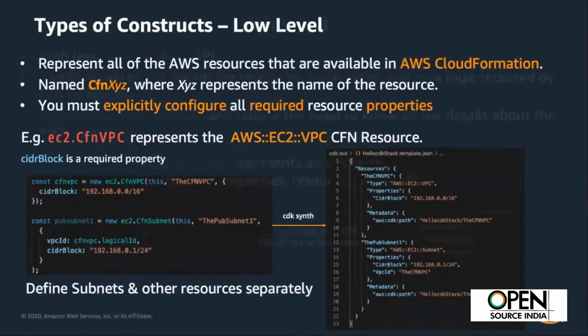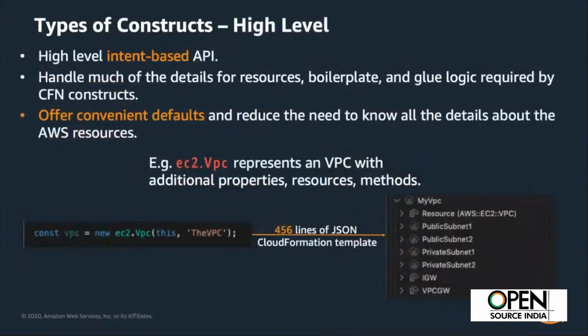Okay. In a high level construct, it's the other way around. You don't have to define all the properties because it gives you a few defaults for all these required properties, right? So all properties actually, not just the required properties. So if you don't give a property value, it will automatically pick it up from the default values, and then it will start creating that resource.